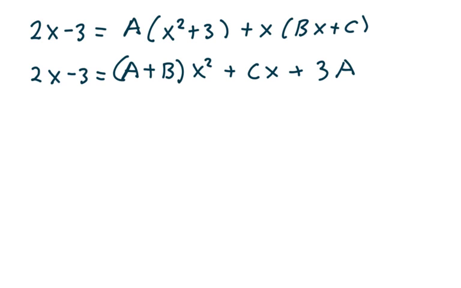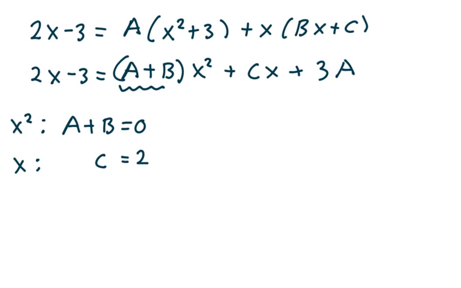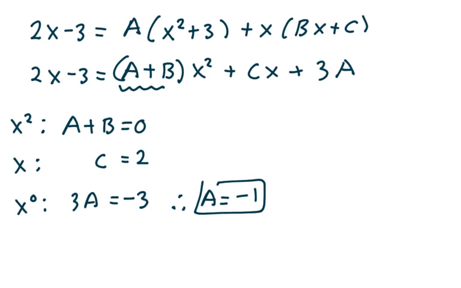Now, I've got to equate coefficients, and so we have 3 equations. A plus B must equal 0 because there is no x squared on the left-hand side. For the x terms, I have C equals 2 directly. And for the constant terms, I have 3A equals negative 3, and so therefore A equals negative 1. And if A equals negative 1, then B must equal 1.